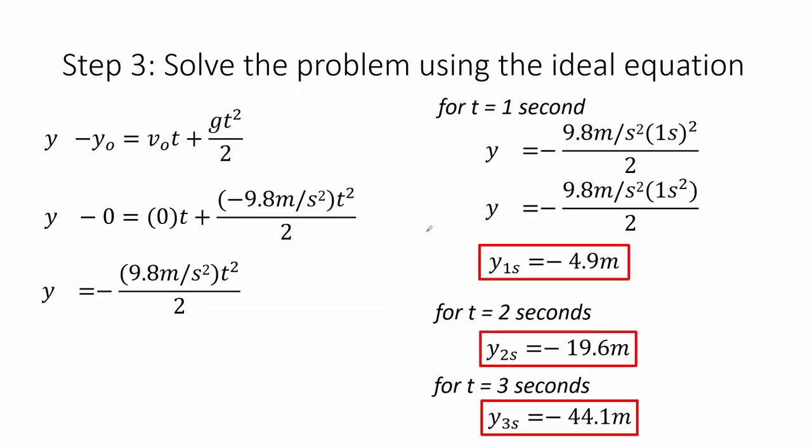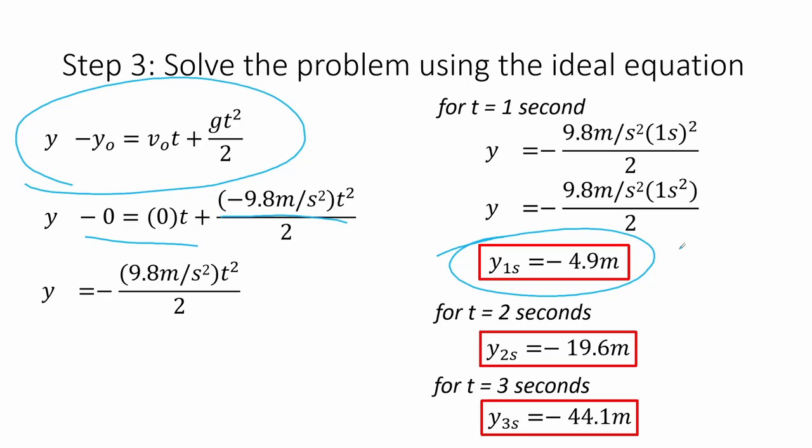We then solve using the ideal equation we obtained in step 2. Upon substituting the values we get that for time t equals 1 second the position y equals negative 4.9 meters. Similarly, we get for 2 seconds y equals negative 19.6 meters. And for 3 seconds we get negative 44.1 meters.